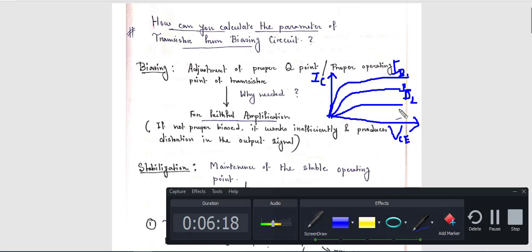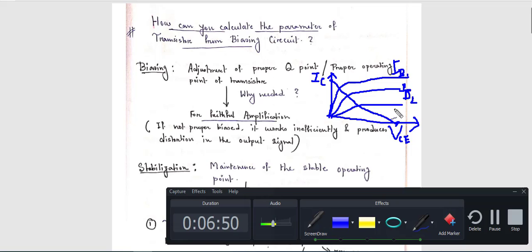Now what is operating point or Q point? Suppose you consider that this point on the x-axis is the maximum point of the output voltage, VC, and this point on the y-axis is the maximum point of current, IC. Now if you join these two points, IC and VC, you get a straight line.